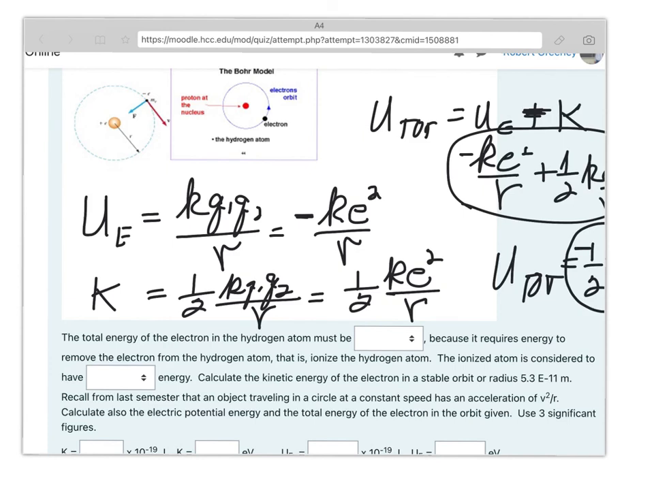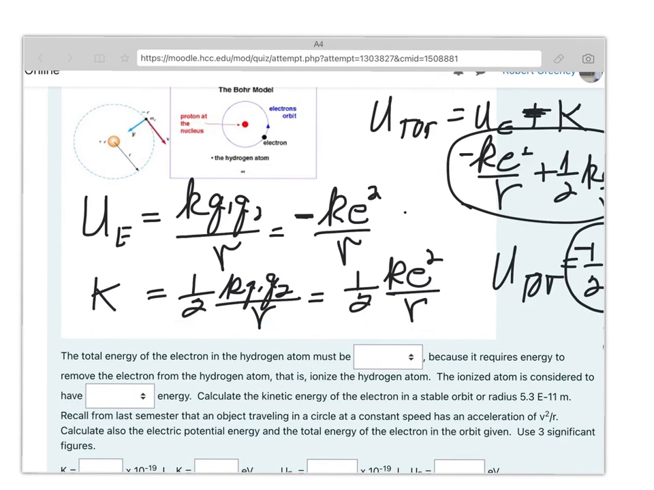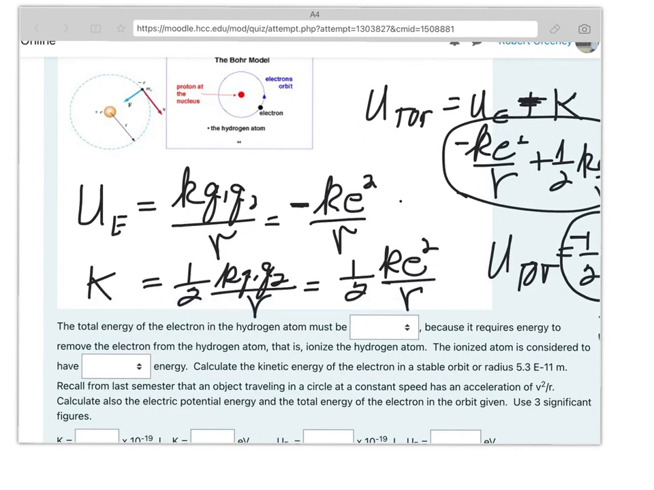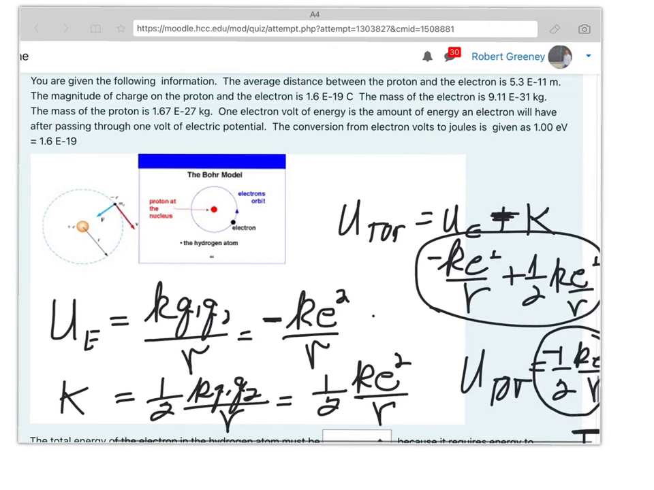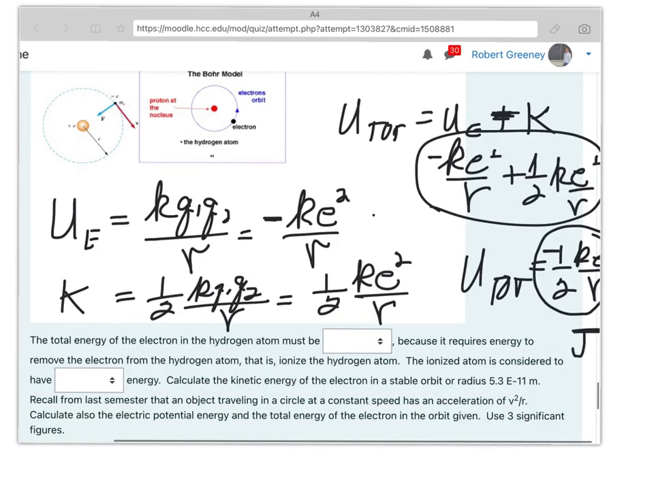And if you put all those numbers in standard units, you'll get units of joules. But if you want to convert the joules to electron volts, then you use the conversion factor that's given above. Let me see if I can. All right, there's your conversion factor. And that's what you need to answer all those questions. I hope that helps.